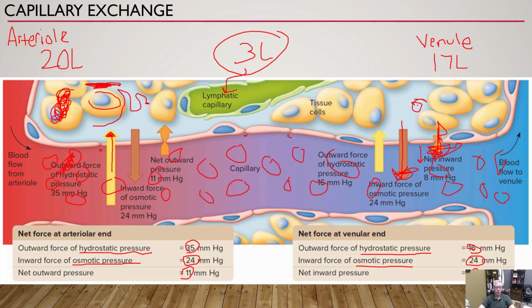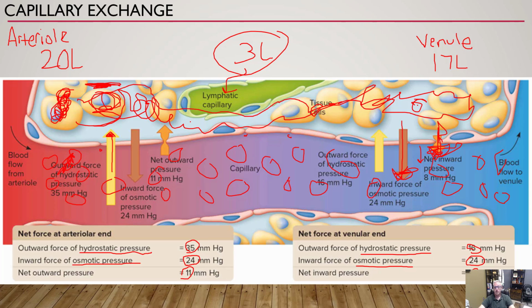So the driving force for lymph formation is going to be the hydrostatic pressure that is in the tissue fluid. All of this hydrostatic pressure in this tissue fluid is going to be the driving force for lymph formation, or we could say for interstitial fluid formation, or tissue fluid formation, which eventually will become lymph once it enters the lymphatic capillary.